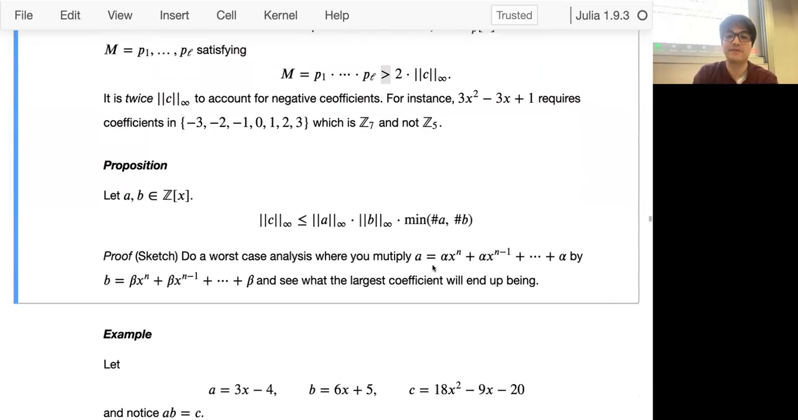You can do a type of analysis, but you can try the proposition. This proposition isn't too difficult to prove. It's just really arithmetically messy, right? So here's a proposition. If you take the product of two polynomials, the height of the product is less than or equal to the height of A times the height of B times the minimum number of non-zero terms of either of them. We don't want to put max here because we do want to keep these things sharp. And you can prove this just by doing a worst case analysis when you multiply A by B.